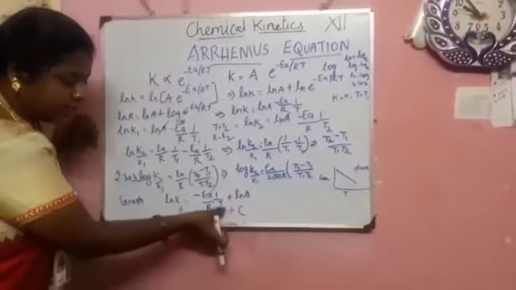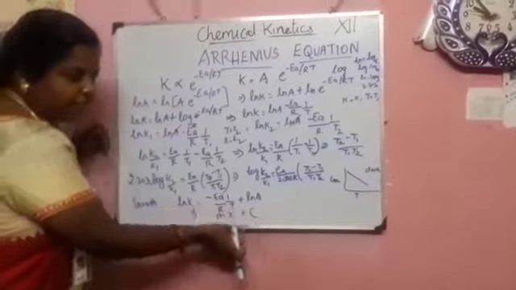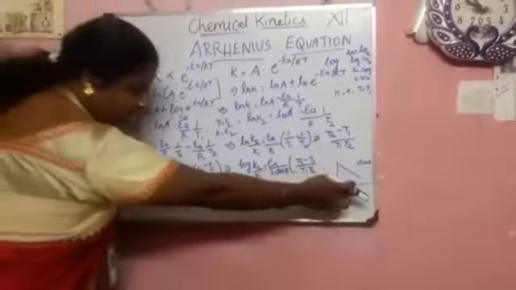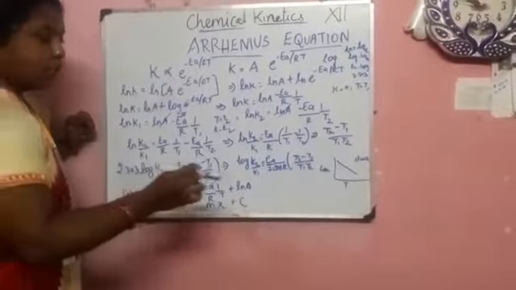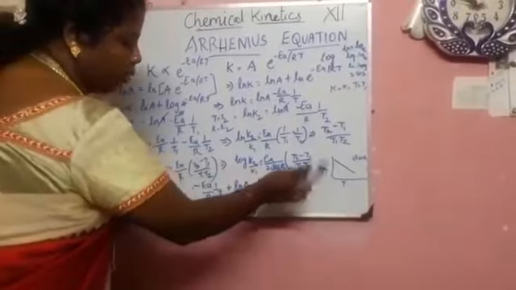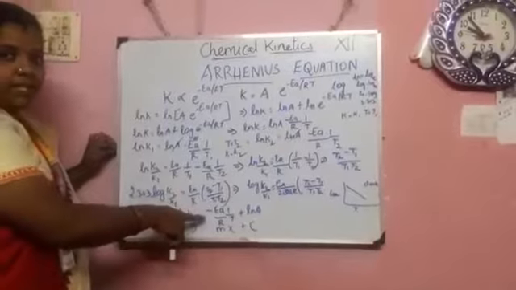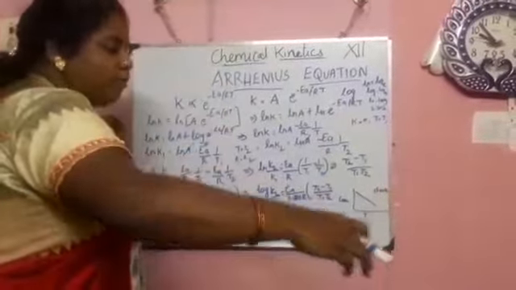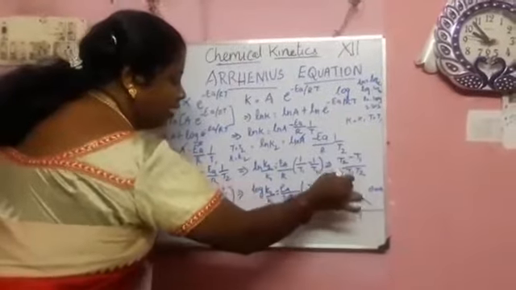Here 1 by temperature is plotted on the x axis, and ln k is plotted on the y axis. Here it should be a minus symbol, and a minus sign always means a downward slope. So you get a straight line with a down slope.